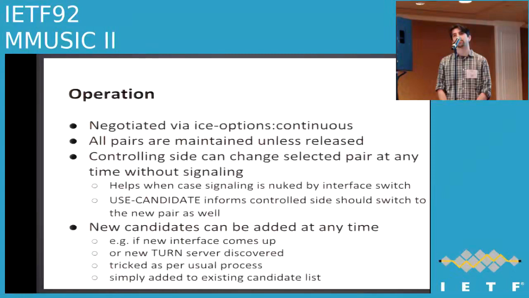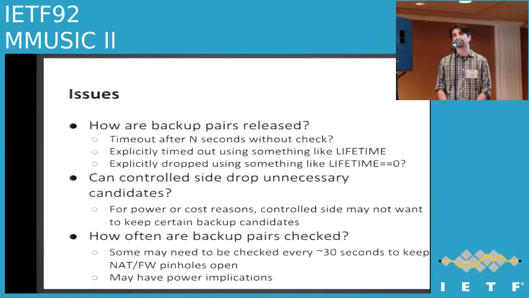Okay, so by default all the pairs are kept alive, and the question is how do they actually get released? There are a couple of different ways we can do this. One is that the controlling side sends these continuing consent checks over the pairs, which serves to keep them warm. As long as it does that on the continuing consent intervals, everything is kept alive, and these pairs can stay valid as long as the controlling side continues to send these checks.